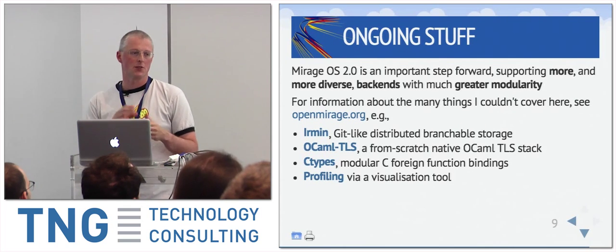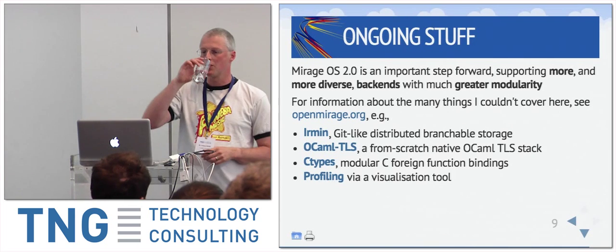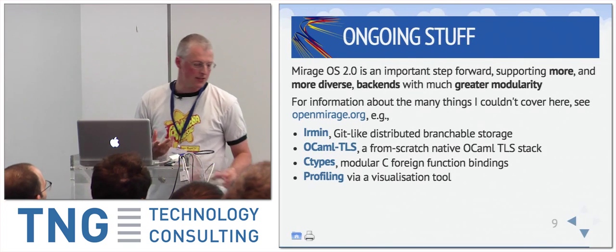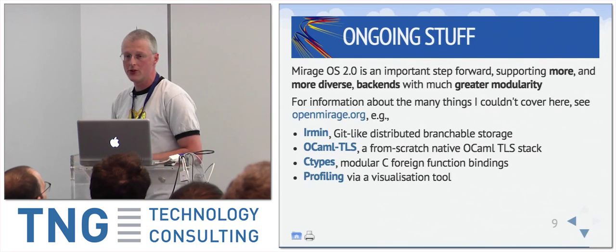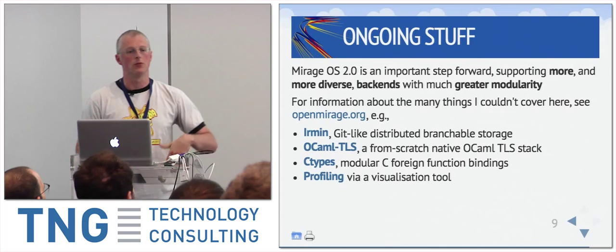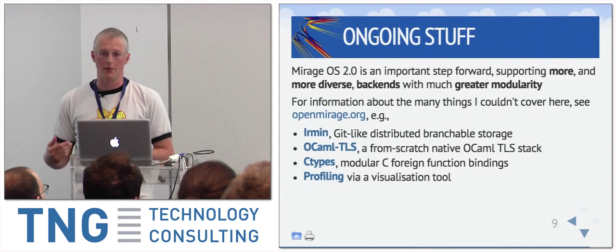There's a whole bunch of other stuff that's been built to try and enrich this ecosystem. So we've got something called Irmin, for example. This is a Git-like distributed branchable storage. So this is something that's accessible programmatically from within your code, as well as, if you choose to back it with the file system, using the command line tools for Git.